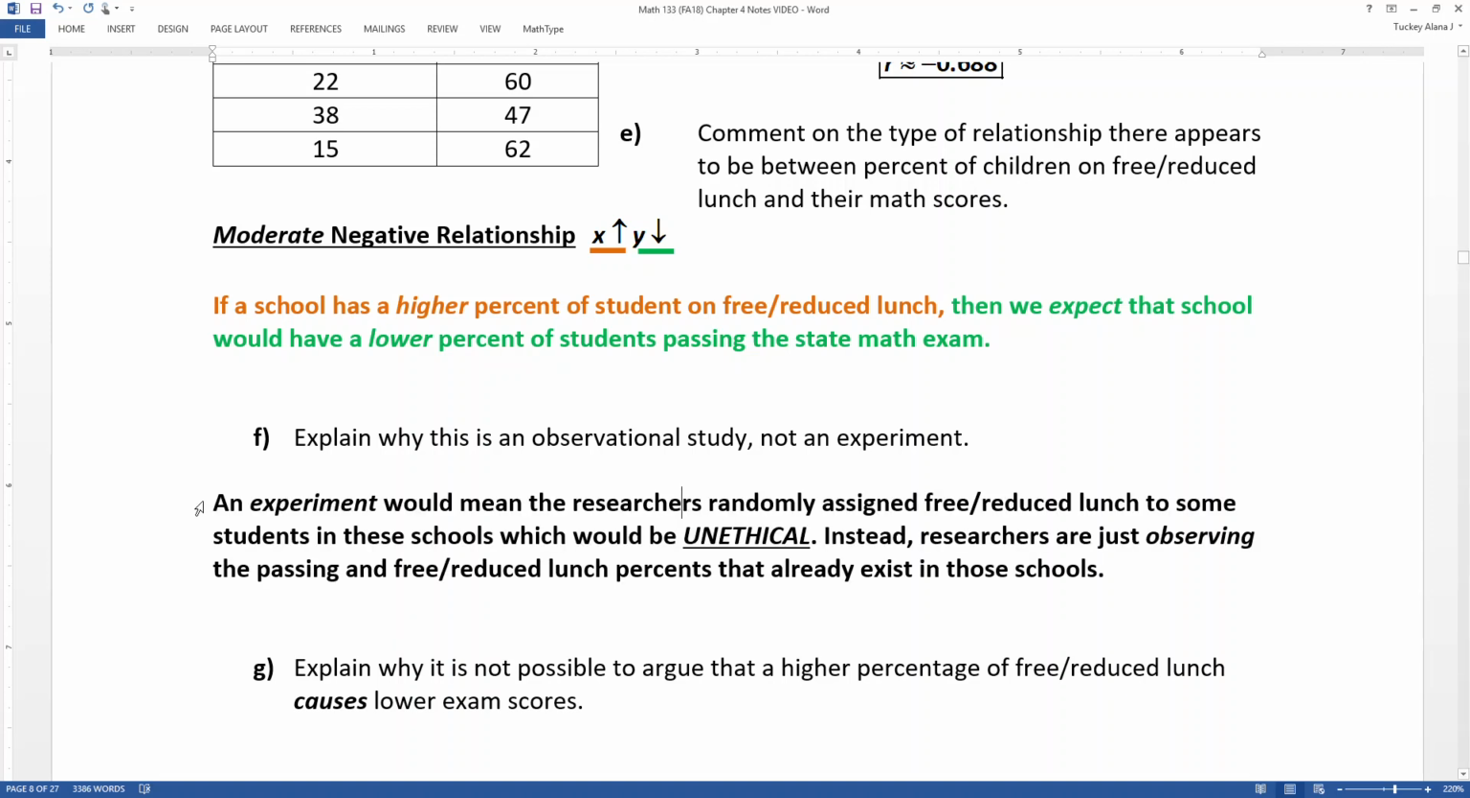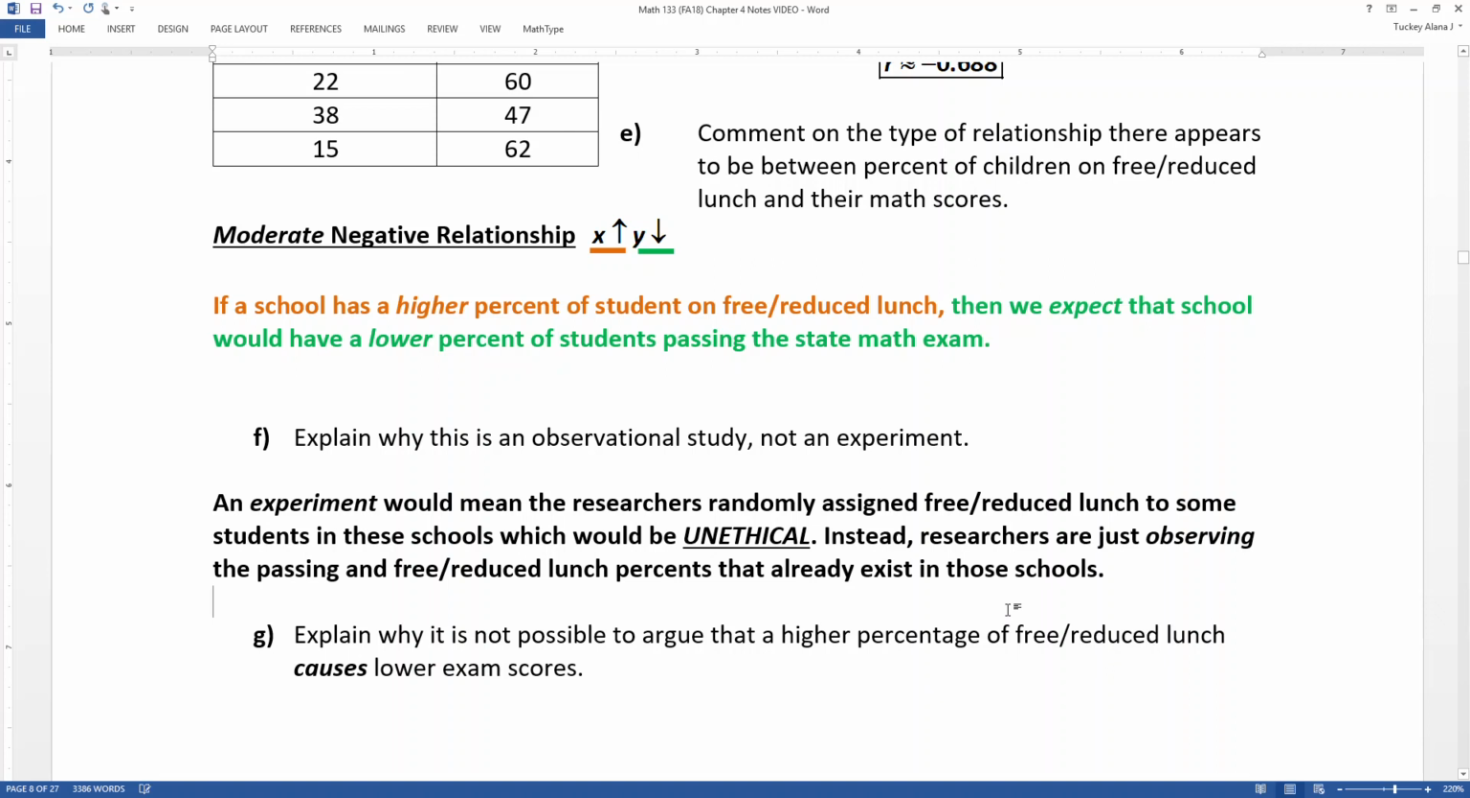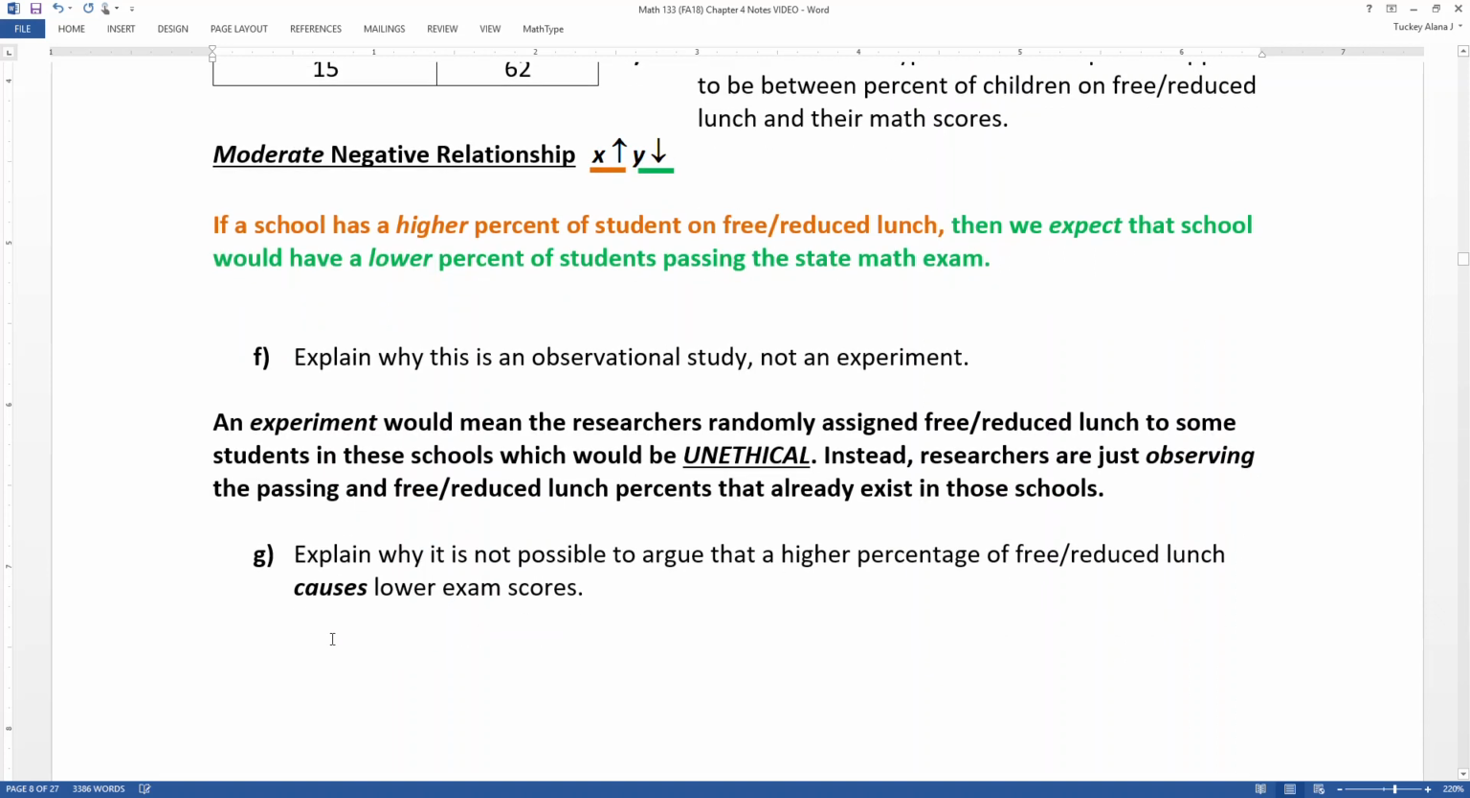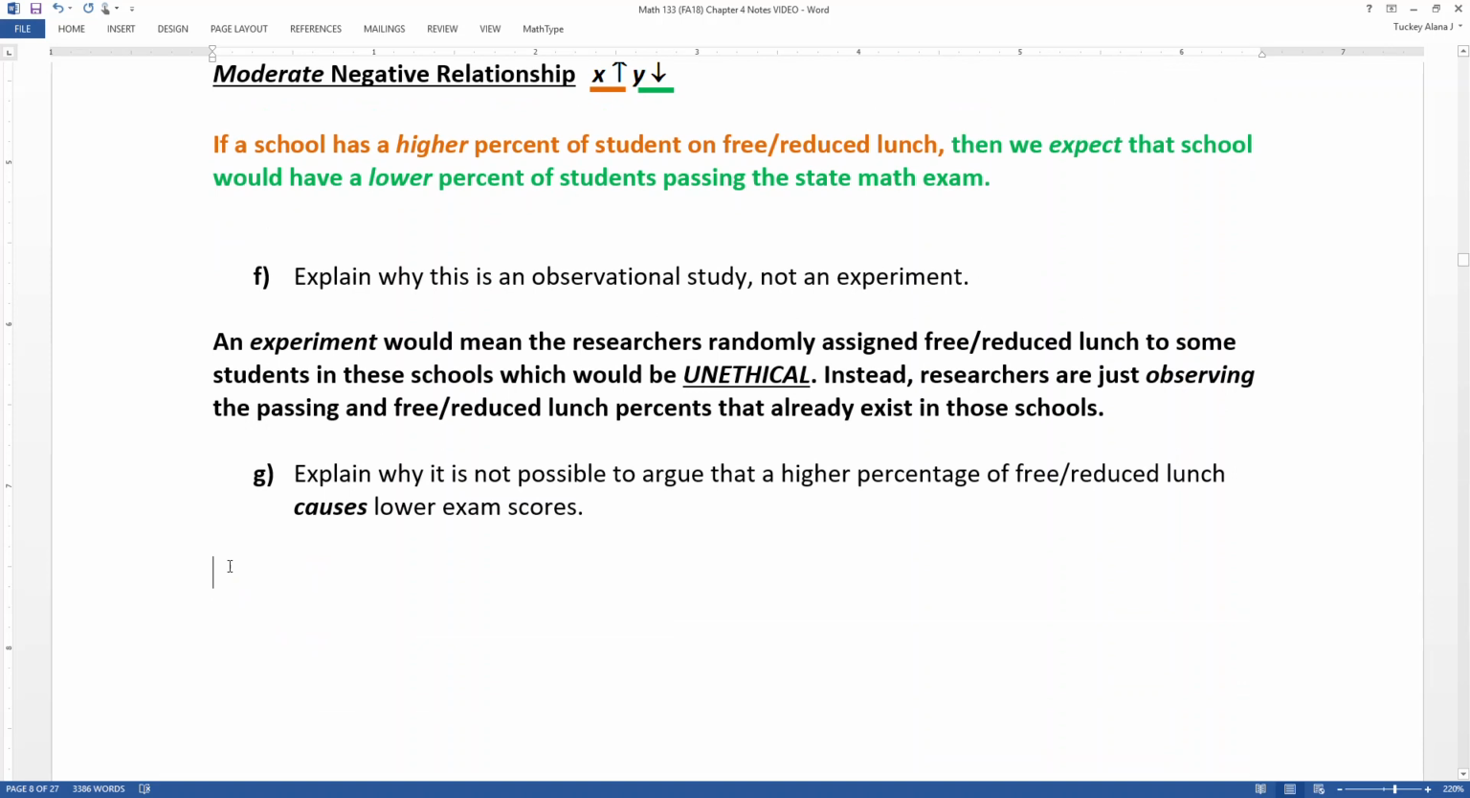That's what it would take to be an experiment. All right, so I just typed that up. An experiment would mean the researchers randomly assigned free reduced lunch. That would be unethical. That is bad in research. So instead, researchers would just observe the passing and free reduced lunch percentage that already exist in those schools. They're not going to force kids that are hungry to go hungry, and they're not going to give lunch away to kids that don't necessarily need it because they already have it, right? That would be terrible.